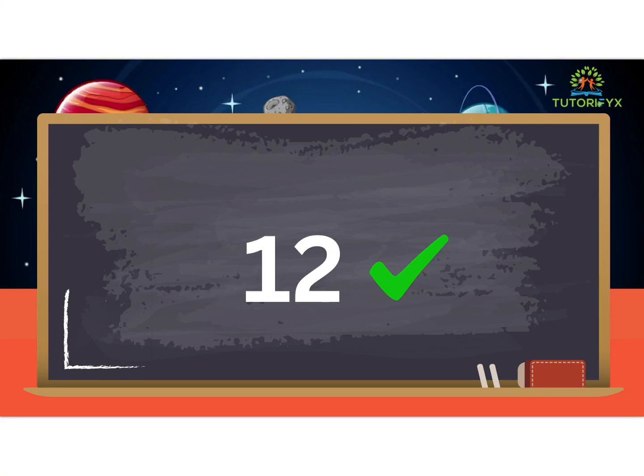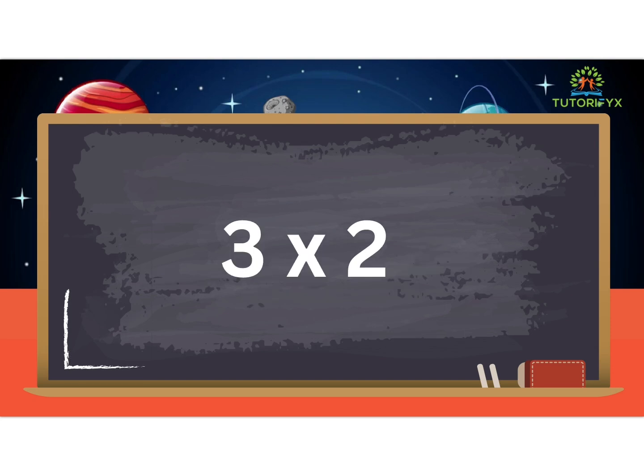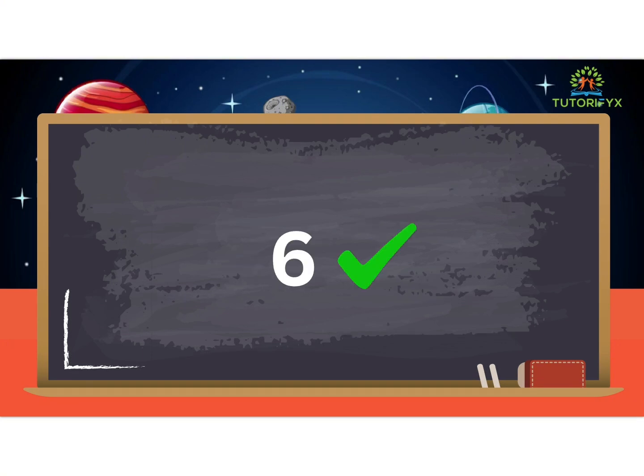Whoop, whoop, whoop, whoop. All right, we're almost done. Oh, we have an easy one here. 3 times 2. Oh, can we do it? Can we do it? Oh, I know we can. You should have gotten 6.